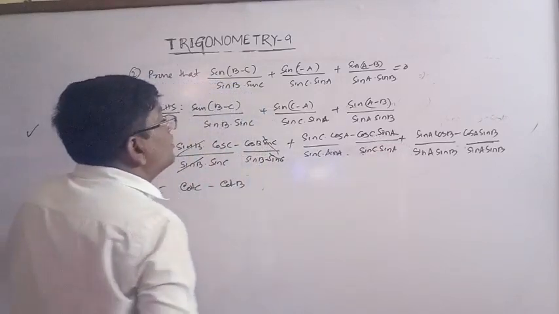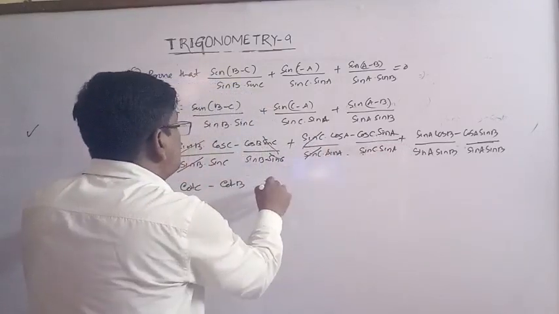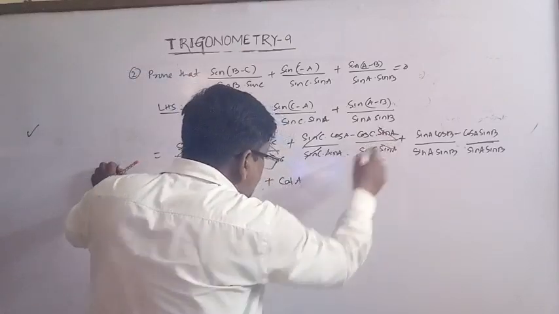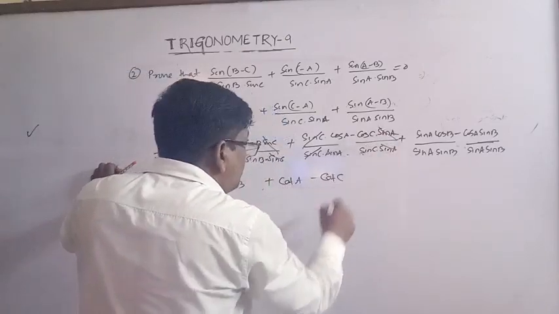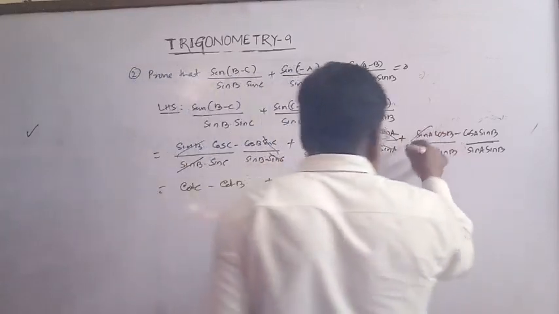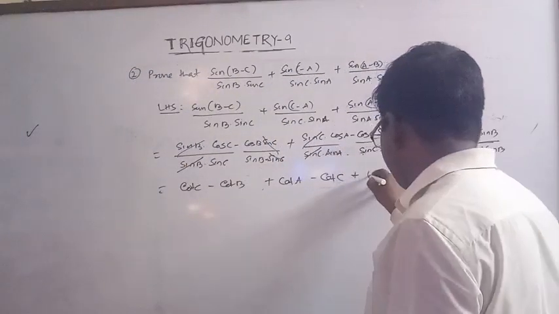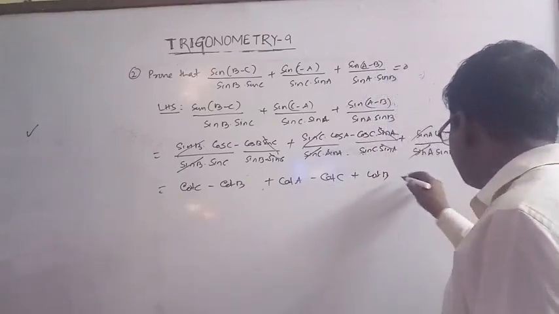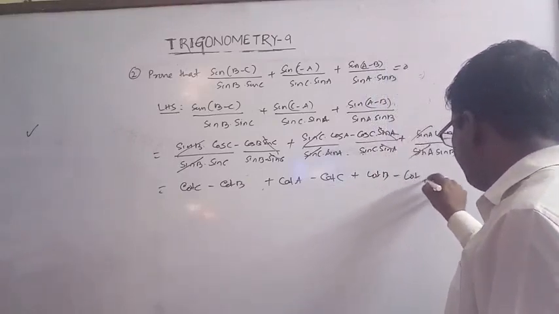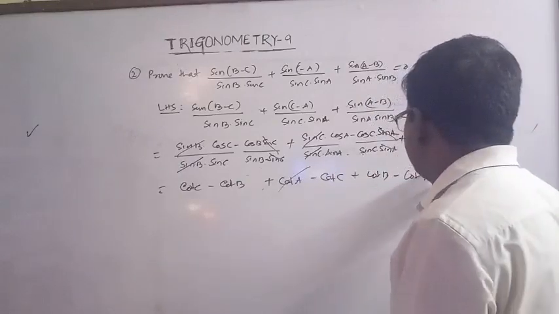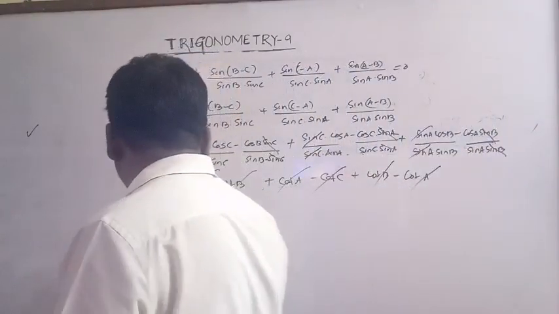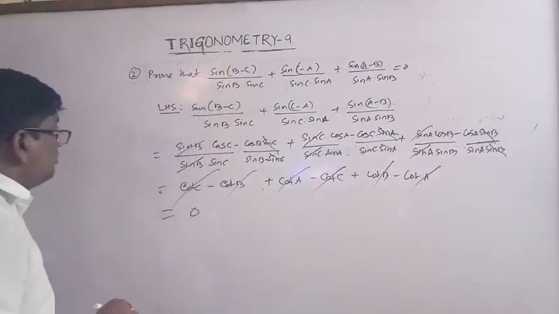Here sin C cancels, this is cot A, and here sin A cancels, this is minus cot C, and here sin A cancels, this is plus cot B, and here sin B cancels, this is minus cot A. So cot A minus cot A cancels, cot B minus cot B cancels, and cot C minus cot C cancels. This is equal to 0.